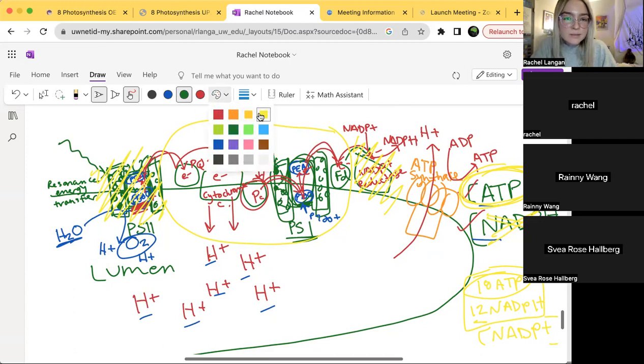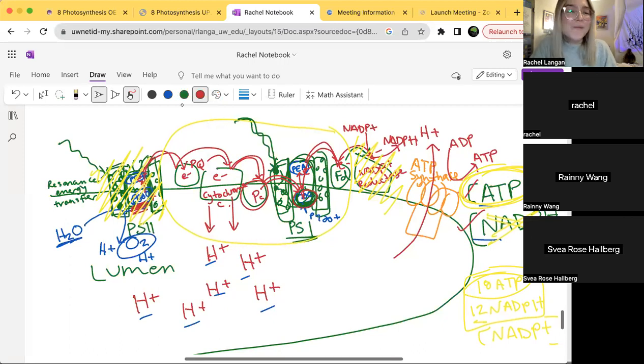I'll do it in yellow. And P700 gets resonance energy. No, I clicked yellow. What is happening? Yellow, right? Yellow. Oh my God. Whatever.